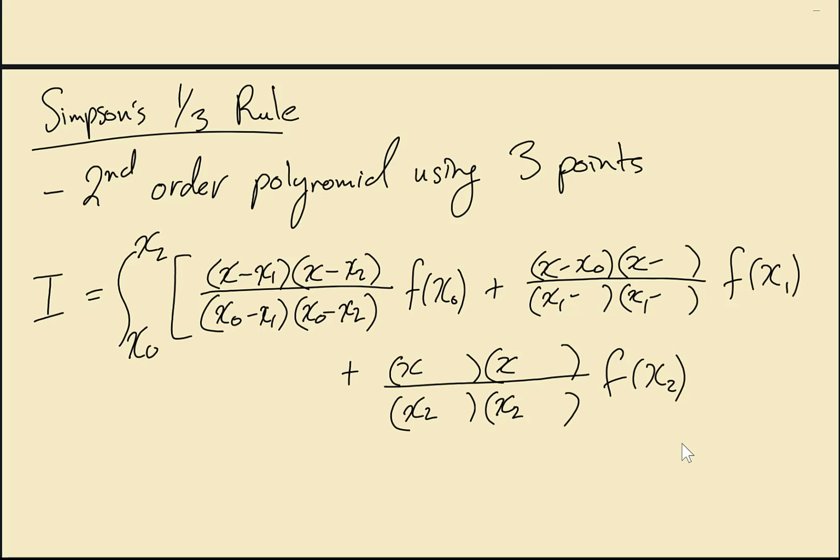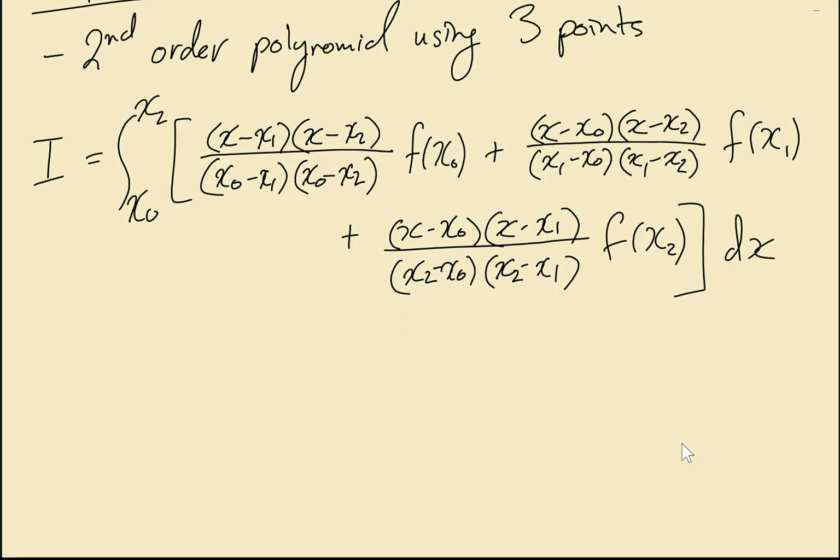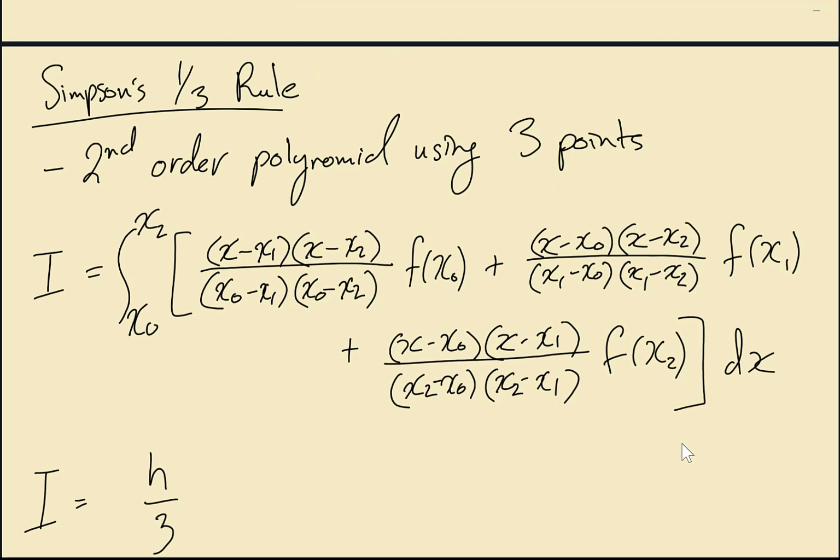Right. So x0 and x2, and then the last one would be x0 and x1. So this would be the polynomial that we're integrating. I'm not going to expand this out and integrate it. But essentially what you get, if you do the math, is h, which is the step size, the difference between x0 and x1, or x1 and x2, divided by 3. So this is where the 1/3 rule comes from.